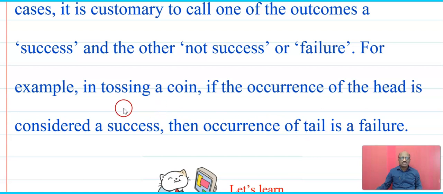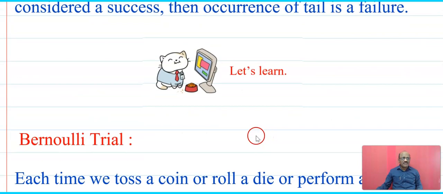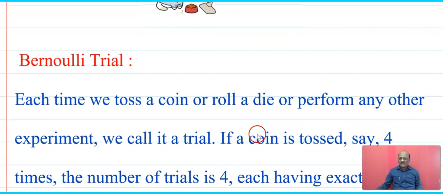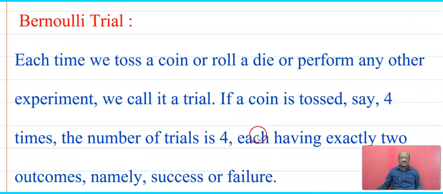For example, in tossing a coin, if the occurrence of the head is considered a success, then occurrence of tail is a failure. Now let us learn what is the Bernoulli trial.